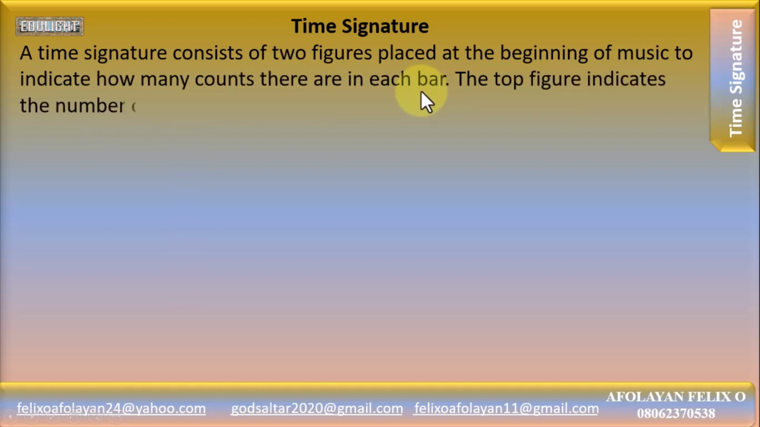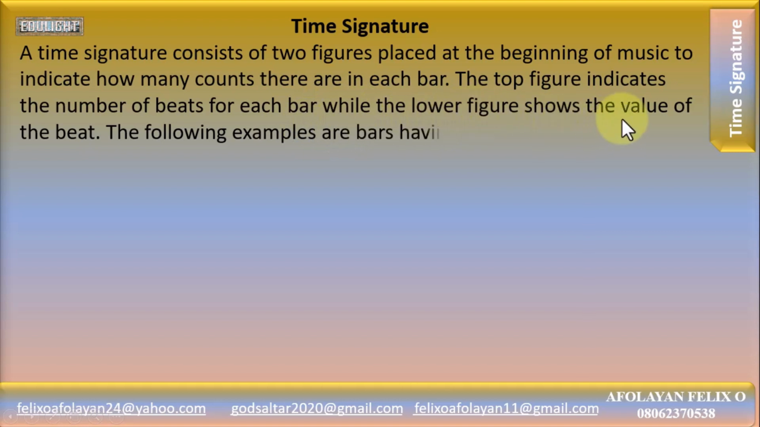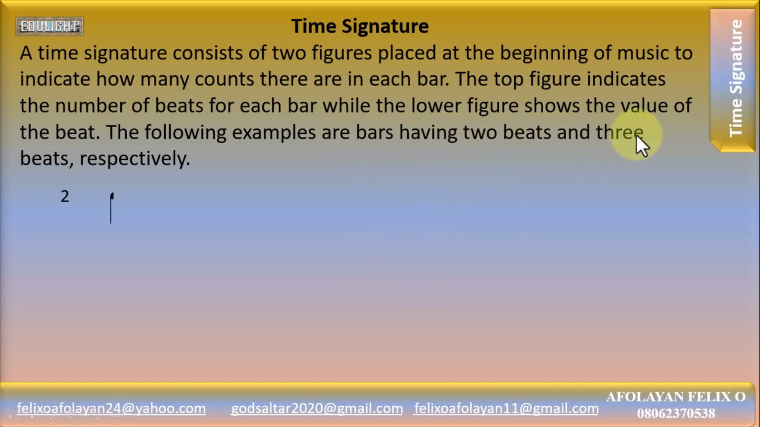I believe you will understand when we have learned about bars, as music is grouped on paper into bars. The top figure indicates the number of beats for each bar. I have made mention of this before. While the lower figure shows the value of the beat. The following examples are bars having 2 beats and 3 beats respectively.